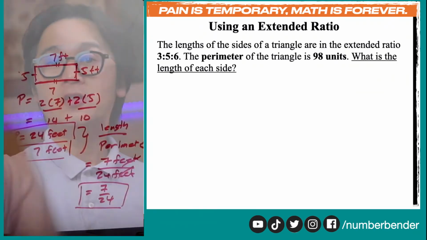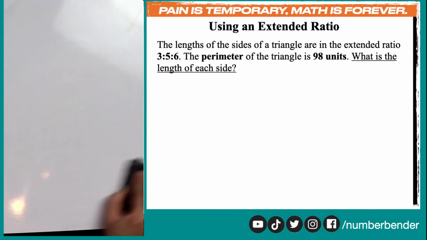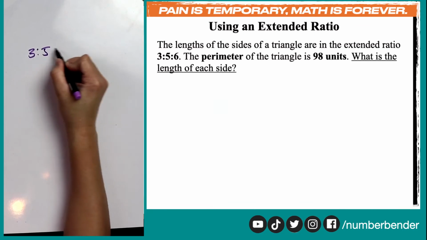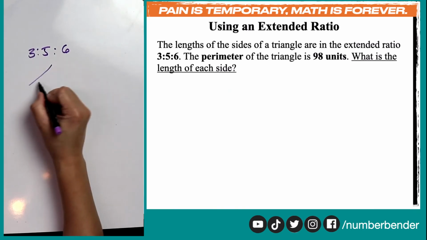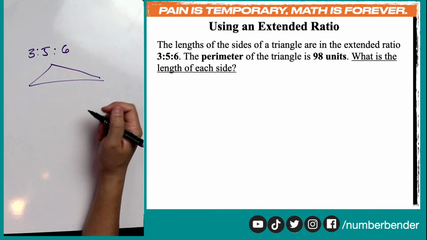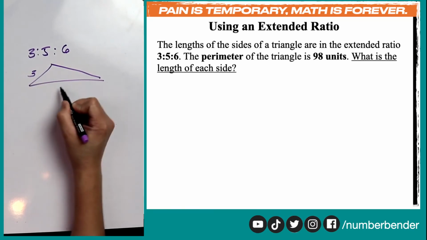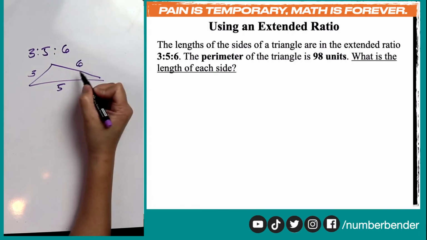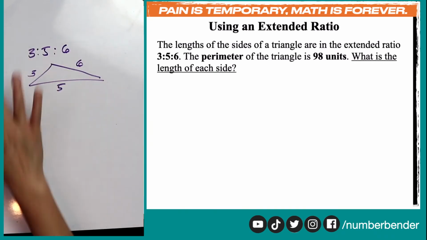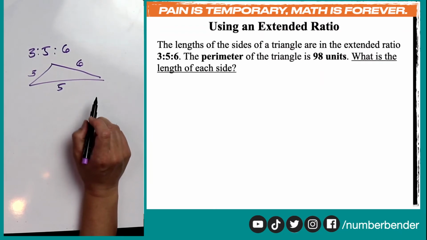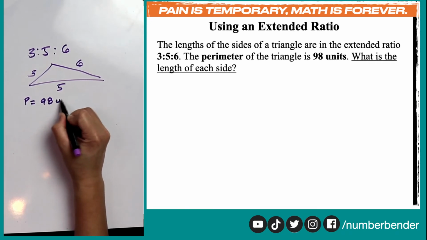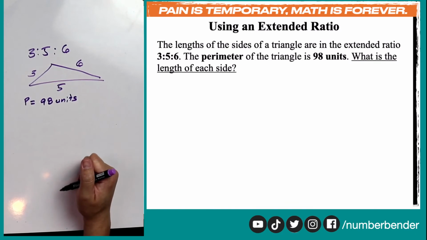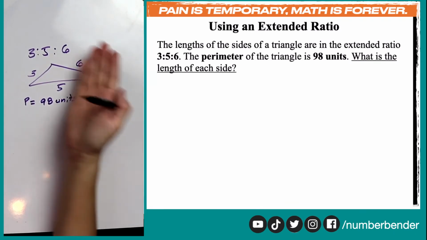So to be able to answer this problem, we need our visual, and since we are given the extended ratio of 3:5:6, and this is in association with the perimeter of a triangle. So this is our triangle. So let's say these lengths are 3:5:6 units of measurement as indicated by our extended ratio. And the perimeter of our triangle is equal to 98 units. And what we need to do is to find the values of the lengths of the sides given this information and our ratio.